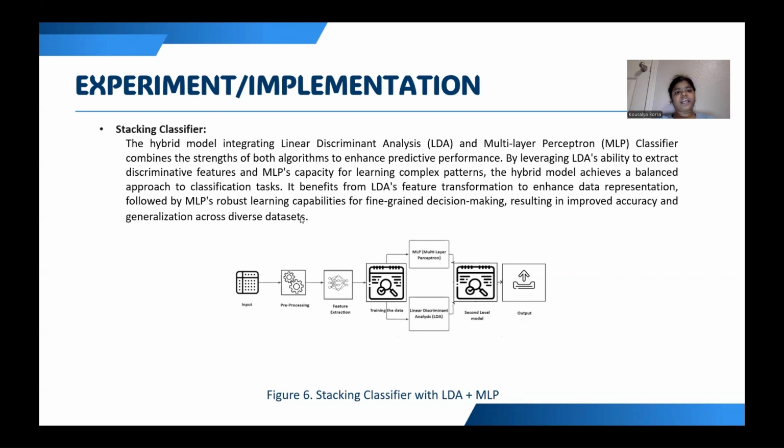Coming to the second classifier, the hybrid model integrates the combination of both LDA and MLP classifiers, which strengthens and enhances the predictive performance. By leveraging the LDA's ability to extract discriminant features, and the MLP's capacity to learn complex patterns, the hybrid model achieves a balanced approach to classification tasks. It benefits from both algorithms: LDA feature transformation enhances the data representation, followed by MLP, which learns fine-grained decision making, resulting in improved accuracy on diverse data sets.